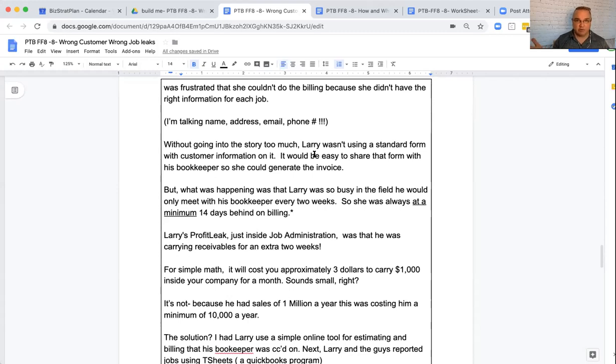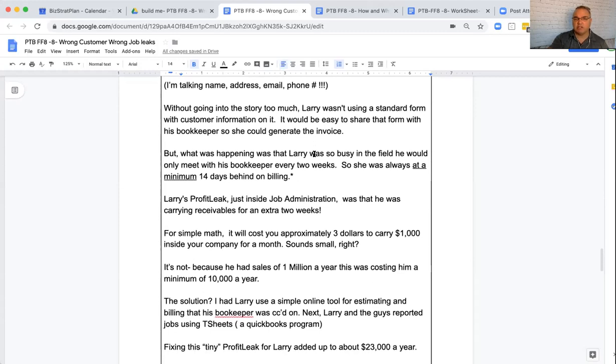And the other three guys, what they were doing work with, they were just going on dispatch, doing what they needed to do, but they weren't capturing the right information and they weren't capturing the billing properly. And he was so busy with his field work that he would only make time every 2 weeks to meet with her. So at the best she could do her job, because of the constraint Larry put on her, was that she would be 2 weeks behind in billing. 2 weeks. That's a long time.